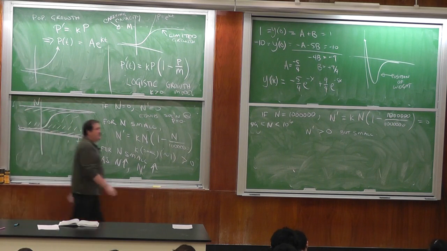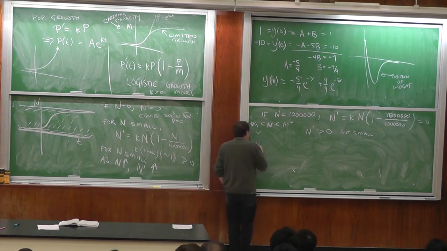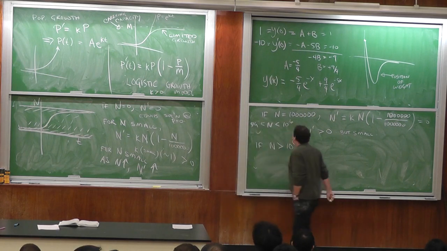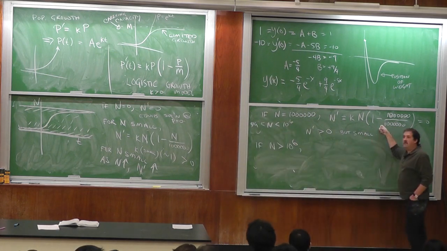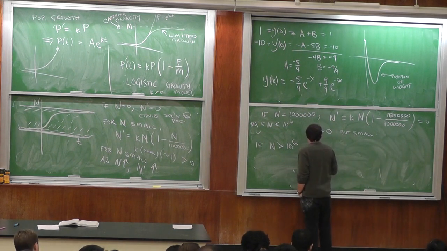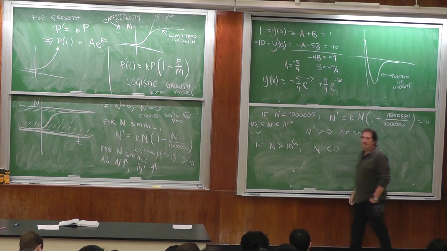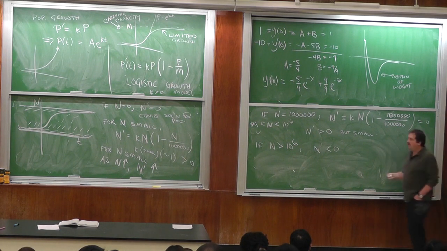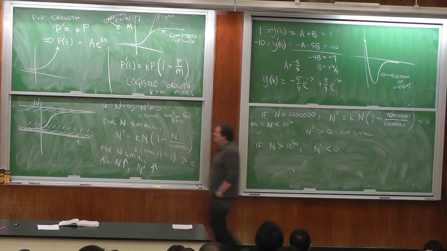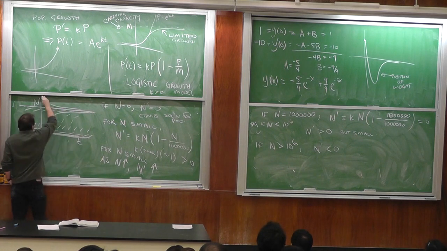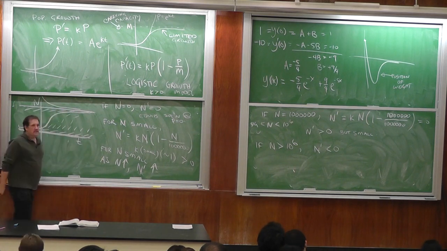And if n is bigger than a million, then this term is negative. So if we have more than the carrying capacity, the growth rate will be negative, which means we will get fewer. So that means here, solutions will decrease because n prime is negative.